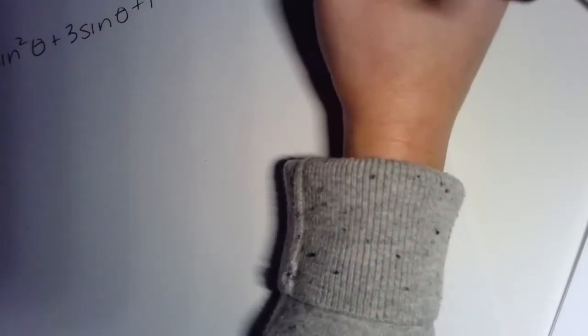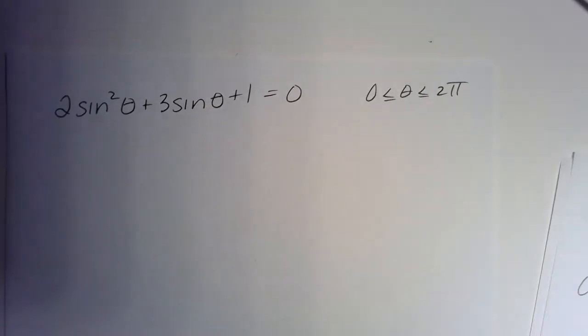All right. So let's step up our factoring a little bit. So we have 2 sine squared theta plus 3 sine of theta plus 1 equals 0. And again, we'll keep theta between 0 and 2 pi.